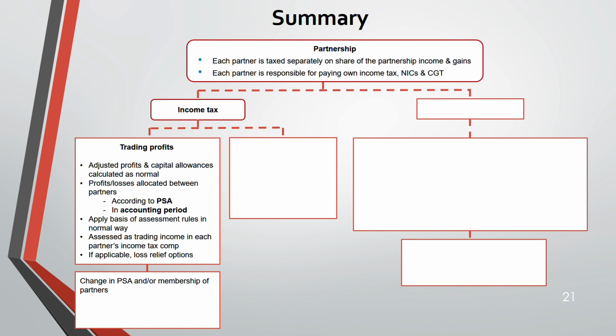When you are changing the profit sharing ratio, you have to time apportion the profit allocation and apply the profit sharing ratio for each part separately. We have done questions on it. When partner is leaving, joining, and continuing partners.